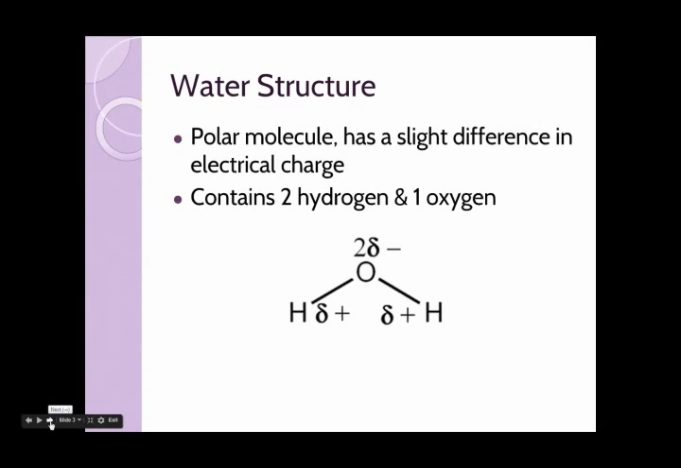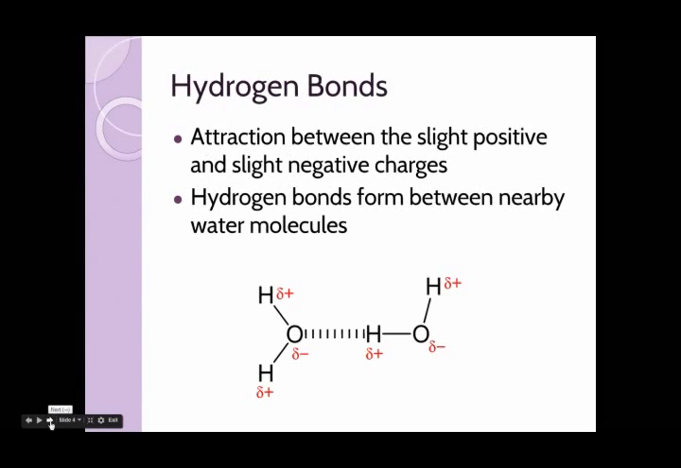I think of it a lot like a magnet. A magnet has a north pole and a south pole. Because of this slightly negative and slightly positive charge, it forms what's called a hydrogen bond with other water molecules. A hydrogen bond is the attraction between the slightly positive and the slightly negative charges on two different water molecules, and they stick together. A lot like putting two magnets together, they will stick together because of the opposite charges. Water molecules are the same.